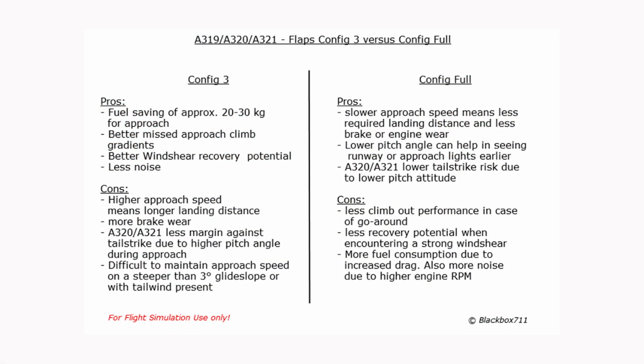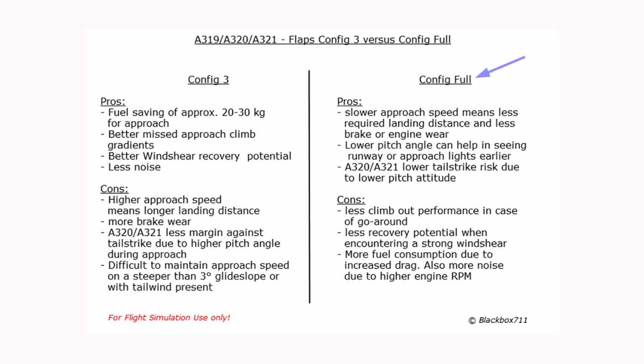difference. Another downside may be the fact that due to the lower drag when you are on config 3, it could be difficult to maintain the approach speed if you have a steeper than normal 3 degree glide slope, let's say 3.5 or even 4 degrees, or if you have tailwind. So these conditions will make it more difficult to maintain the speed or recapture any overspeed situations because of the fact that you have less drag, i.e. low engine RPM anyways, having then to compensate that with an almost idle power setting.